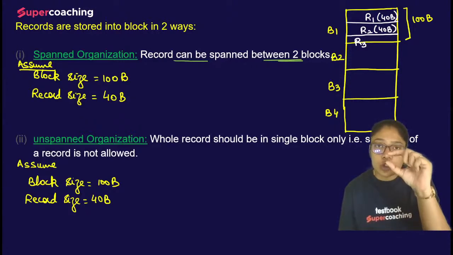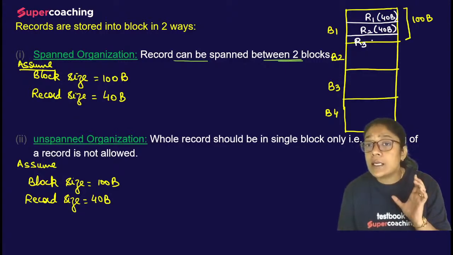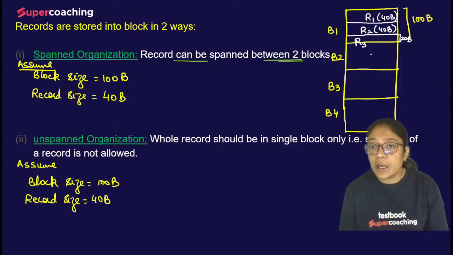Part of record 3 is coming in block 1, and the remaining part is going into block 2. That is, 20 bytes it is taking from here and the remaining 20 bytes it is taking from the next block. So this is known as spanned organization, when a record is spanned between two blocks. Right? Now the total comes out to be 40 bytes.